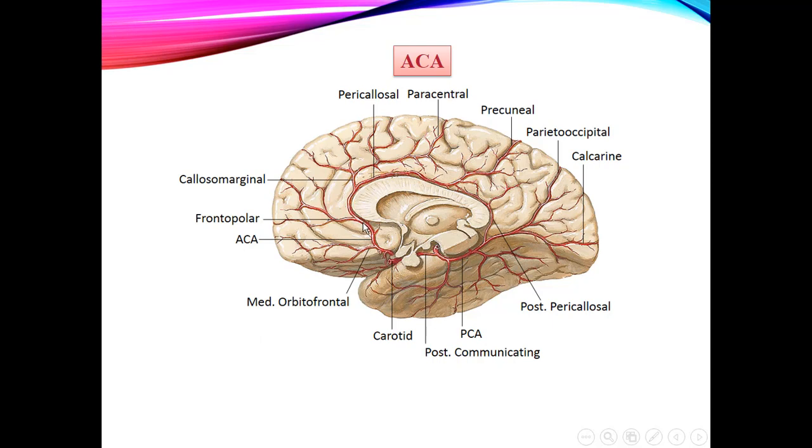Here the ACA splits into 2 final branches. This branch is the callosomarginal. It's called callosomarginal branch because it extends from the corpus callosum to the margin or border of the hemisphere. And this branch is the pericallosal branch, or pericallosal artery, and as you see, this branch supplies the cingulate gyrus and the corpus callosum.